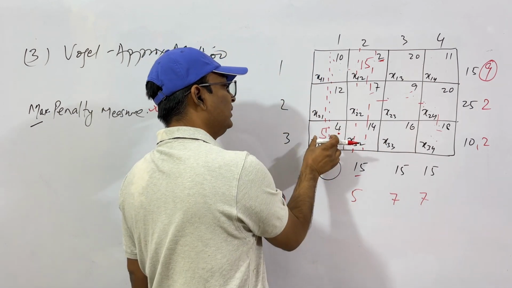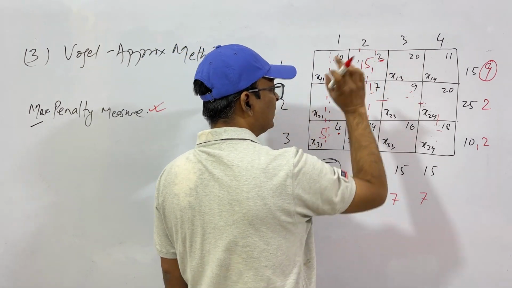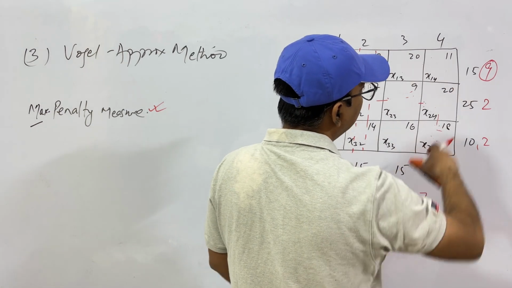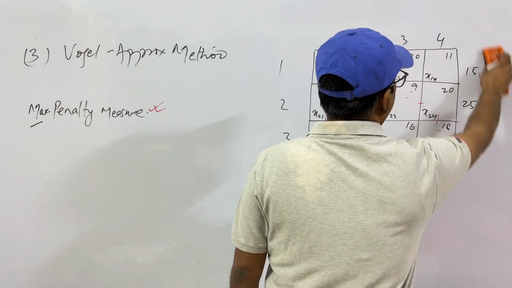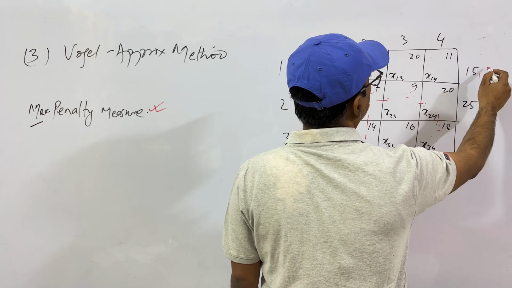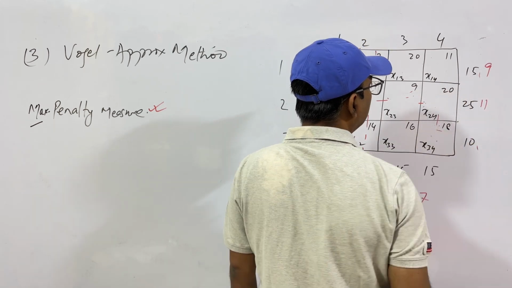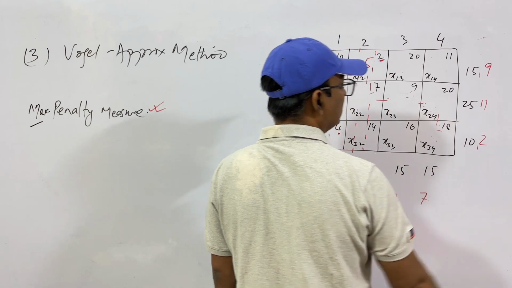So 5 we have allocated to this, 15 we have allocated to this. Now let's see this. This will remain the same, 7, 7. What about this? This is 20 minus 11, so it is 9. This is 20 minus 9, so this is 11. This is 18 minus 16, so this is 2.